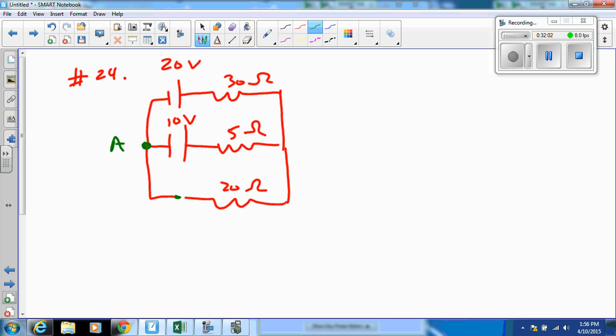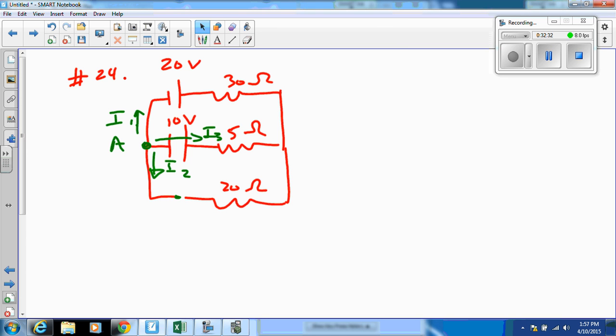Draw in my currents. That's right. So I'm going to draw in current here going up. How about here? Going down. And then here? Go to the right. We'll keep it as I2 going down. I think their intuition is we chose the opposite direction of the current flow, and that's okay. All right, so now I need an equation for node A.